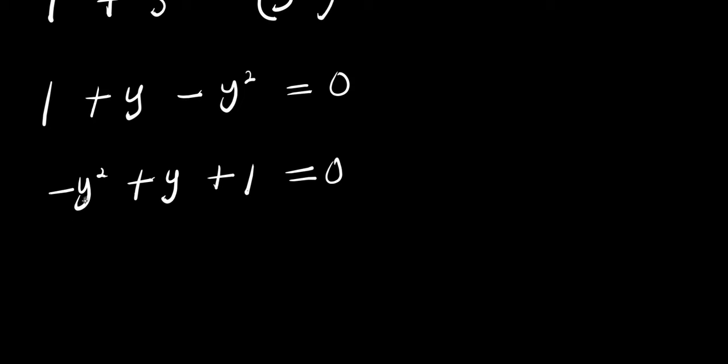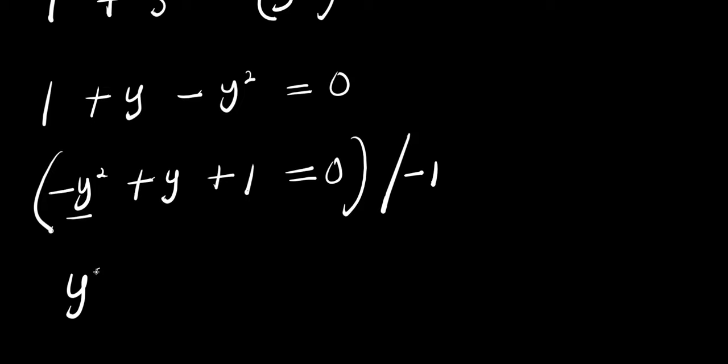Now, the coefficient of y squared here is negative. I want it to be positive. I'm going to divide each of the terms here by negative 1. So negative y squared divided by negative 1, I have positive y squared. Positive y divided by negative 1, I have negative y. Positive 1 divided by negative 1, I have negative 1 equals 0.